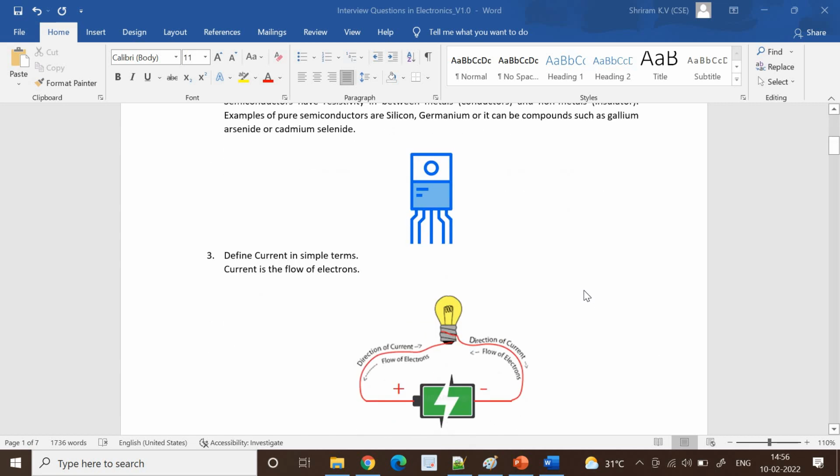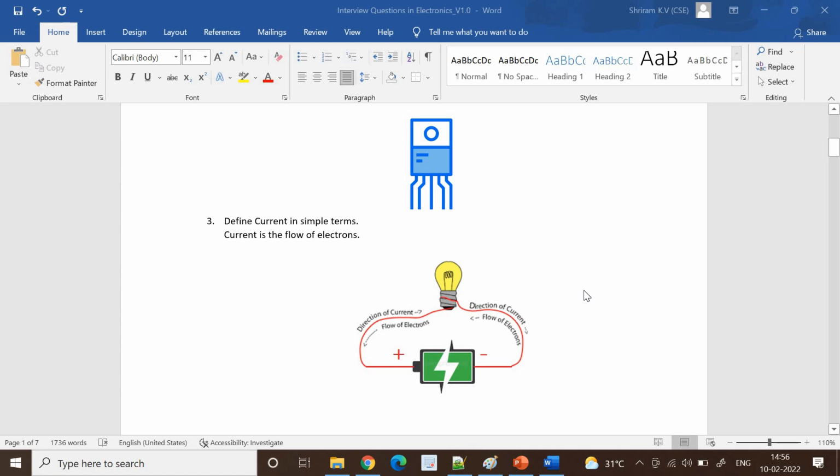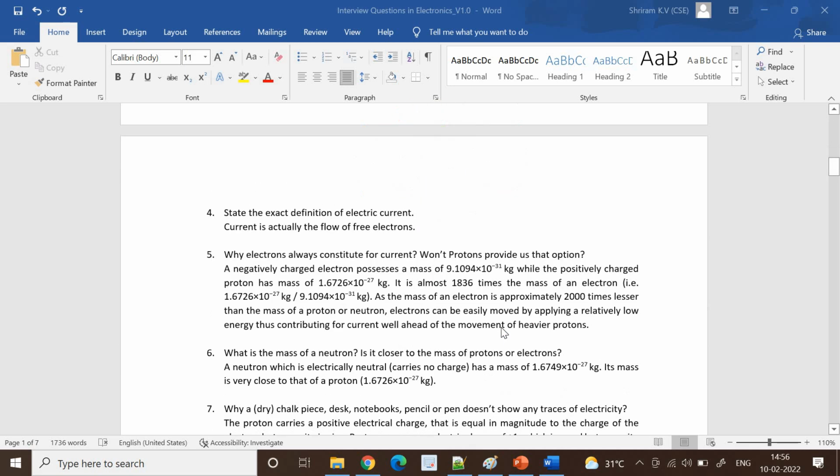Define current in a very simple term. Current is nothing but flow of electrons. That's all. Here we have a very simple diagram which can help you in understanding that. This energizes, this makes possible the flow of electrons, and there is where current comes into the picture. Let's understand about AC, DC and all those things a little later, but for now, just understand current is flow of electrons.